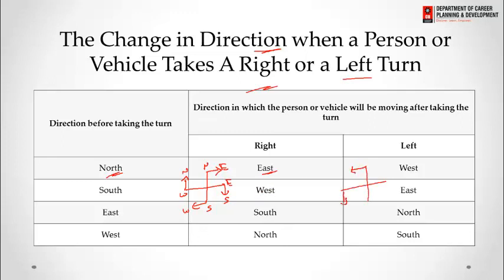For left, we can say: if a person is moving towards north, his west is the left side of his. If he is moving in the west, south is his left, and for south, east is the left, and for east, north is the left. So this is the statement that we need to understand about the right side movement and left side movement when a person is taking a right turn or the left turn according to the directions.